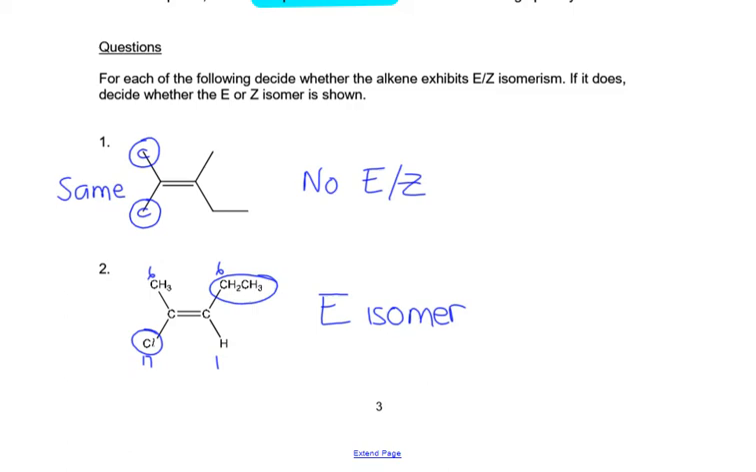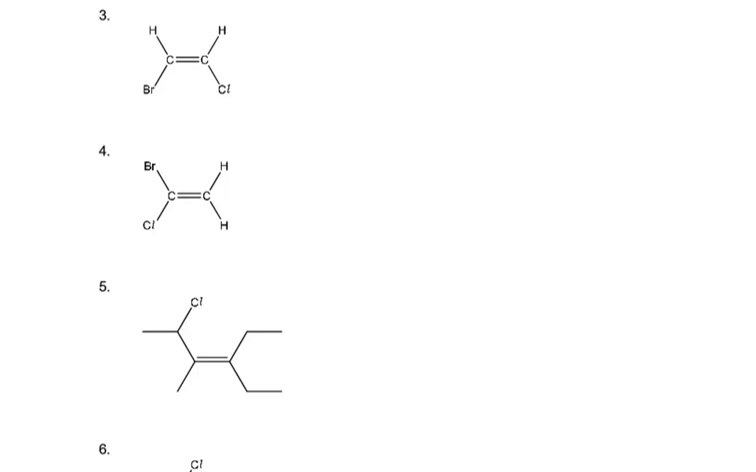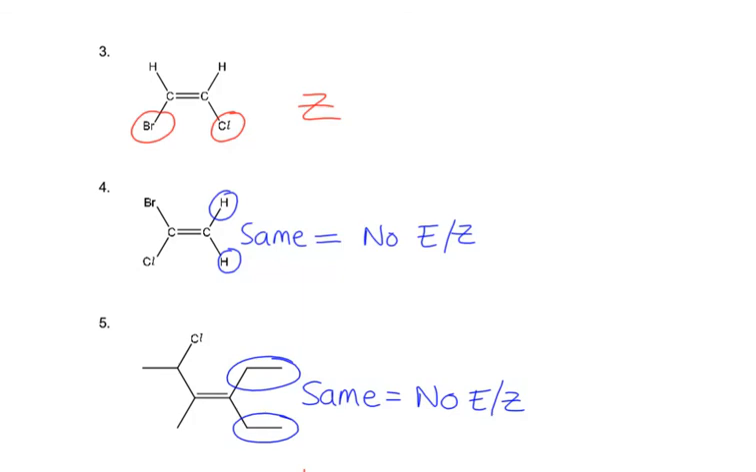If you turn over, there are a few more for you to have a go at. So see if you can decide if they have E/Z, and if they do, which one they are. So if you have a look at these examples, the first one, the Br is the highest priority. Br has higher atomic number than H, and Cl has higher atomic number than H, so this is the Z.